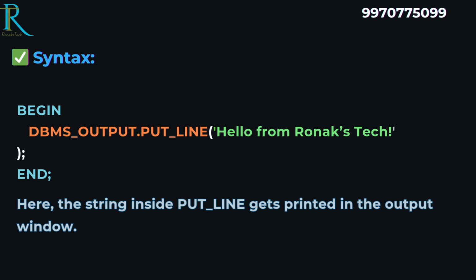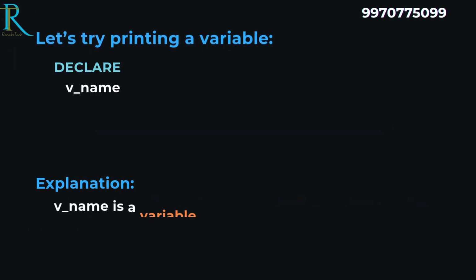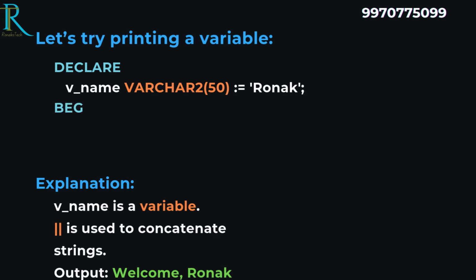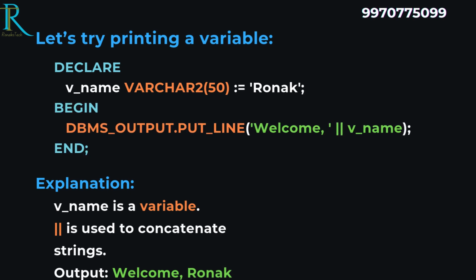Here, begin starts the block, and dbms_output.put_line prints the message. Don't forget to end the block with end. The next example shows printing a variable using the concatenation operator.